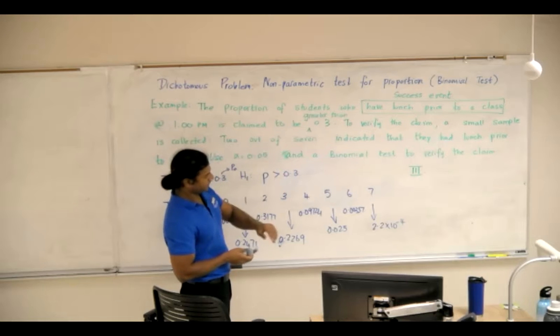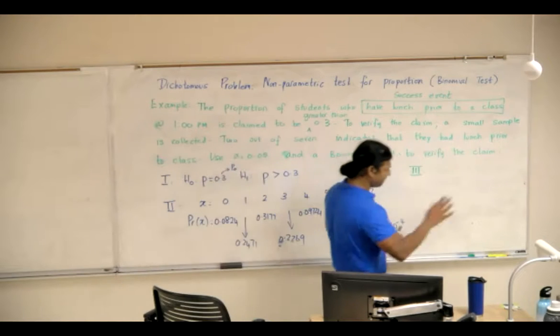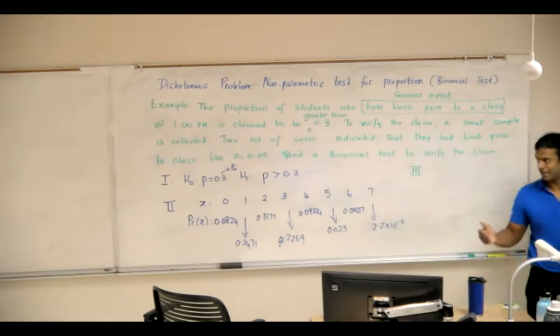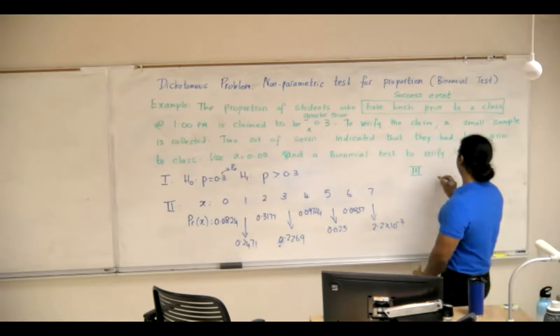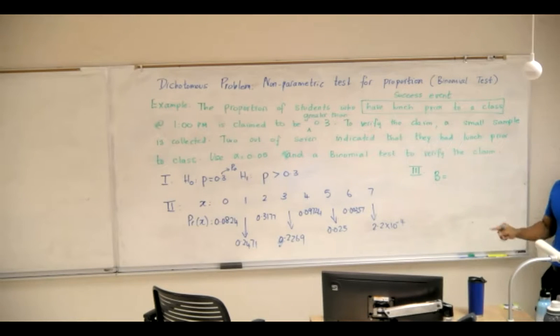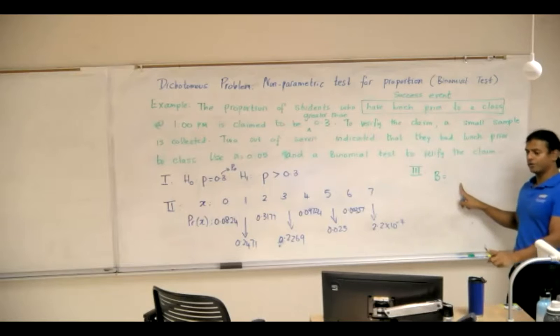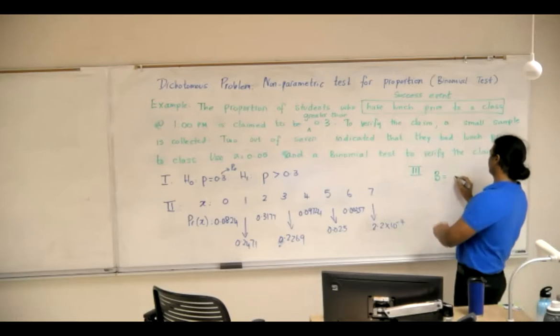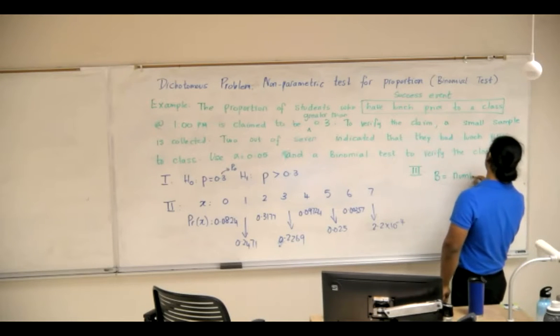So we want to come up with a rejection region. But before we get to that, let's see what the test statistic is. The test statistic is B. B simply is the number of successes. So in this case, it is 2.